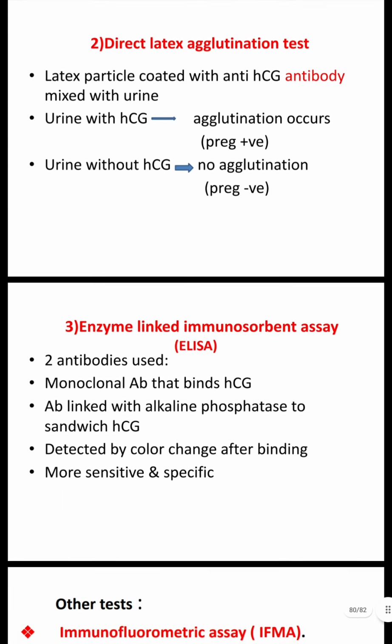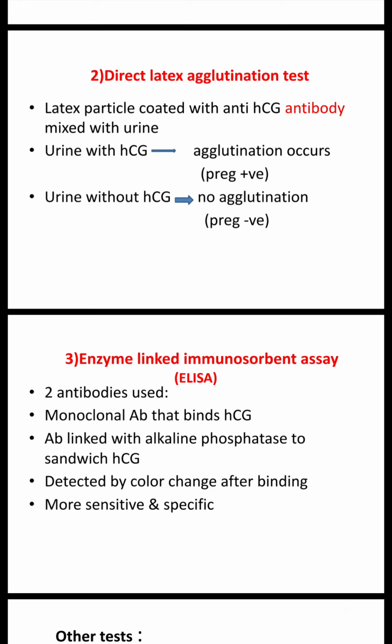Now there is another method, that is the direct latex agglutination test. Here latex particles coated with anti-HCG antibody are mixed with urine. If the urine contains HCG, the agglutination occurs and the test is positive. And if the urine is without HCG, there will not be any agglutination and the test will be negative.